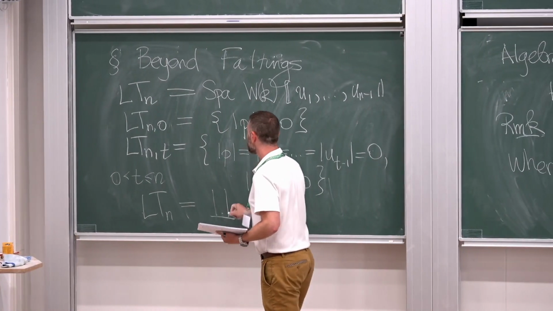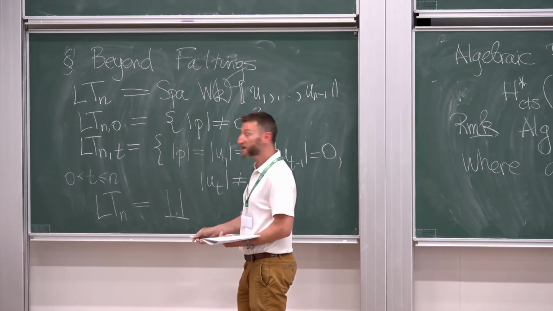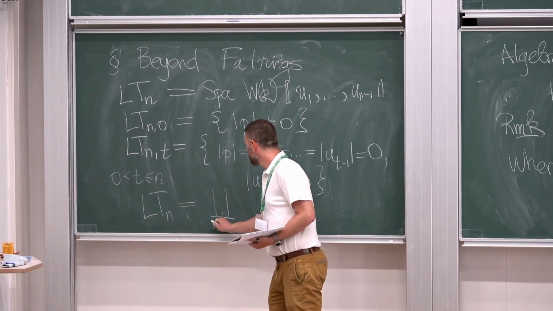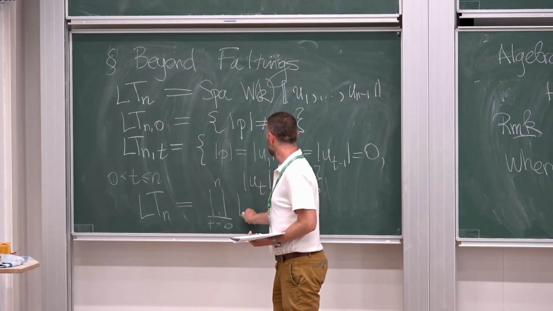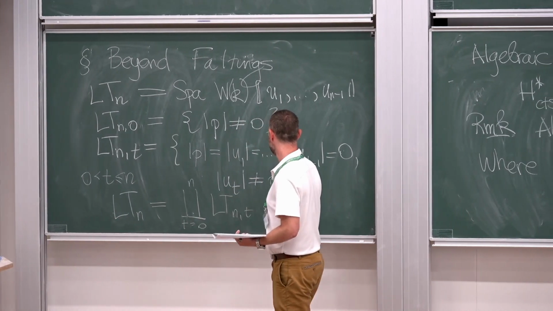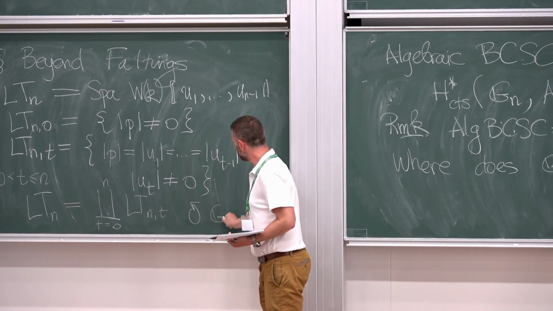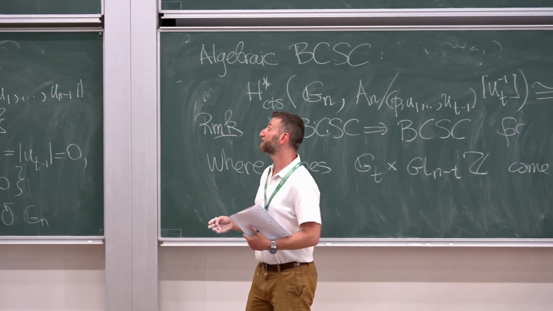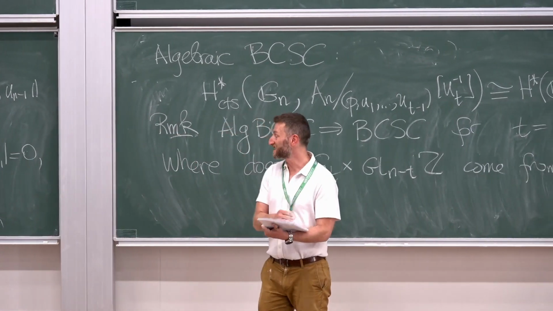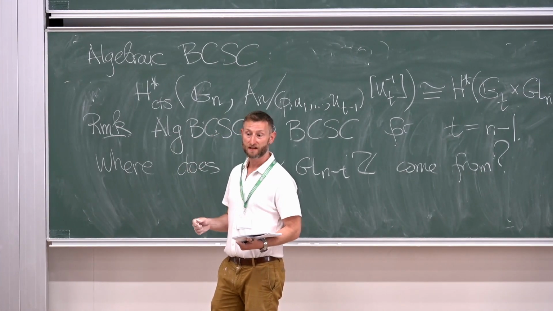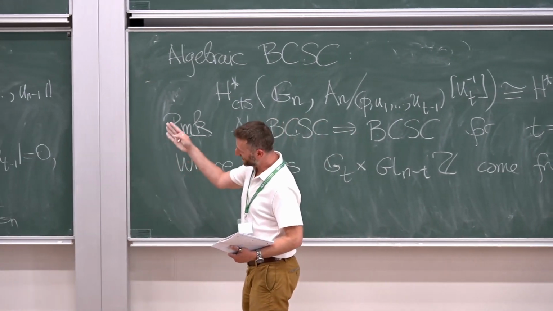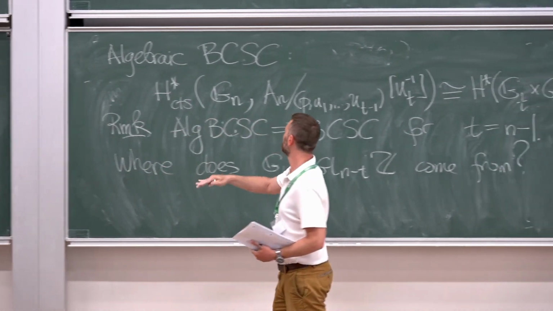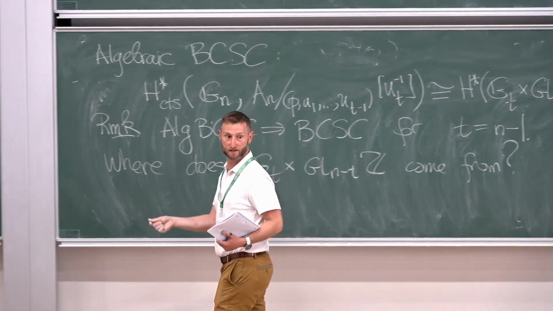So LTN is a disjoint union over t going from 0 to n of LT NT. And by the way, the Murata stabilizer group preserves the stratification. So we've really stratified the stack LT modulo GN. And to me, it's pretty clear that these things are the important players in the study of this algebraic conjecture.